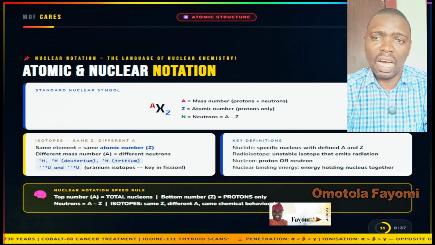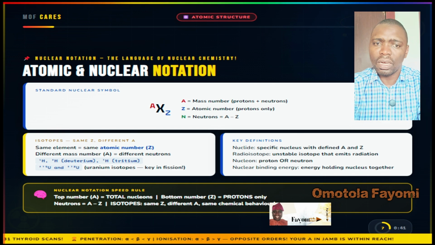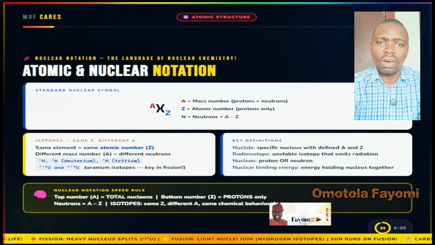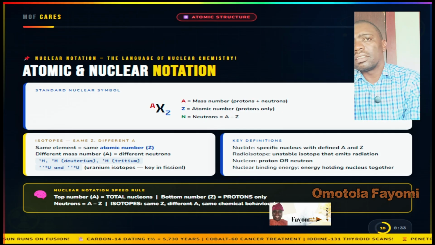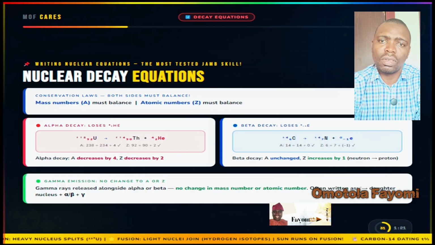Isotopes are atoms of the same element, same Z atomic number or number of protons, but with different numbers of neutrons, giving different mass numbers. Hydrogen has 3 isotopes. Ordinary hydrogen, which is called protium, that's hydrogen 1. Deuterium, that's hydrogen 2 with 1 neutron. And tritium, hydrogen 3 with 2 neutrons. Uranium-238 and 235 are famous isotopes used in nuclear fission.